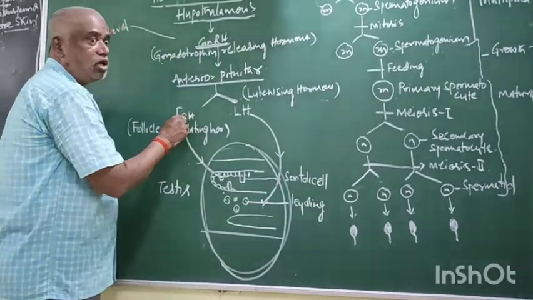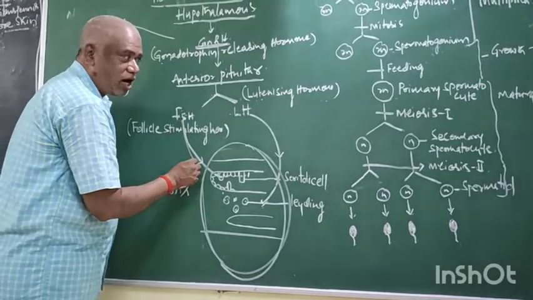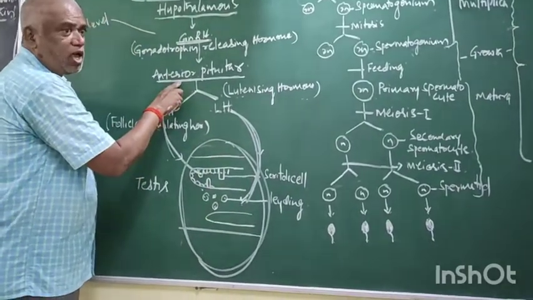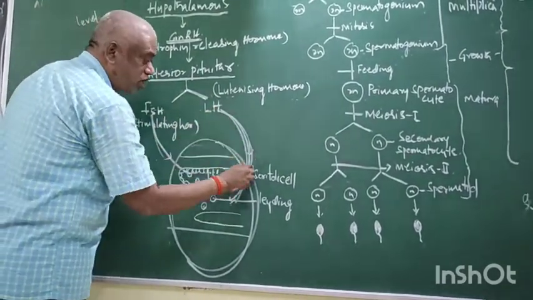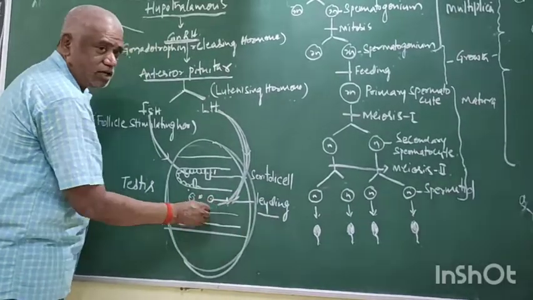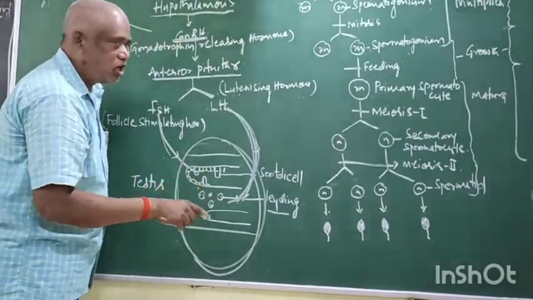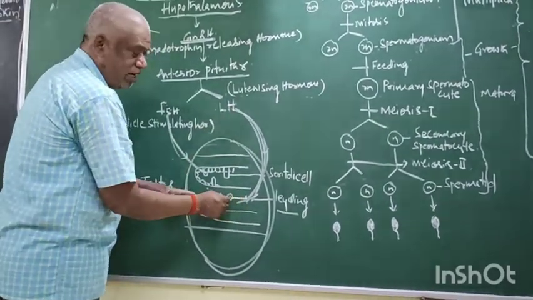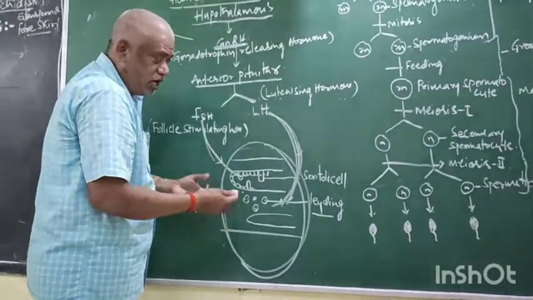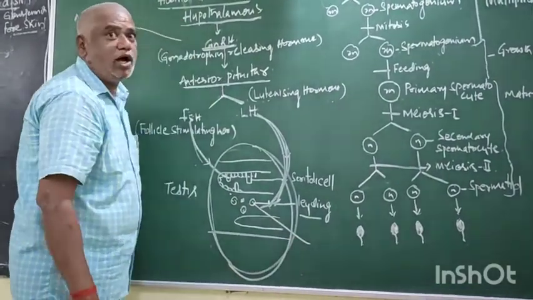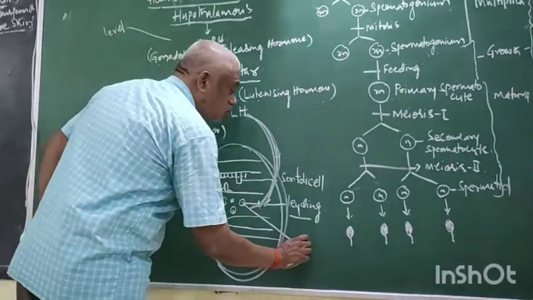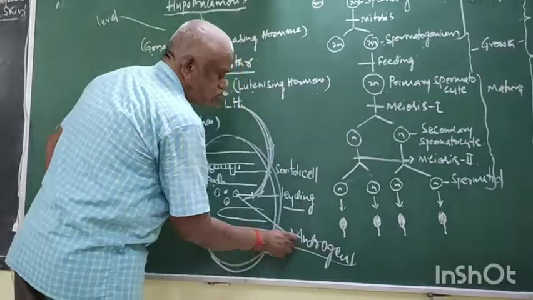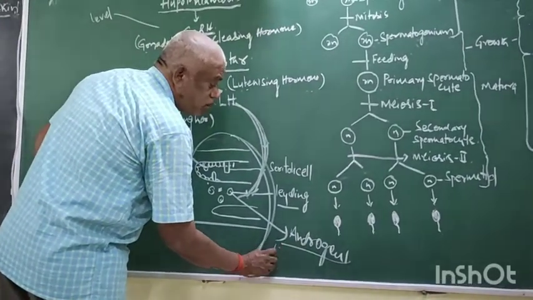Now, what is this? FSH. What is this? LH. LH is secreted from the anterior pituitary and works on Leydig cells. LH, luteinizing hormone, works on Leydig cells. Hence, the Leydig cells are stimulated. These Leydig cells produce a group of hormones, androgens, a group of male sex hormones.